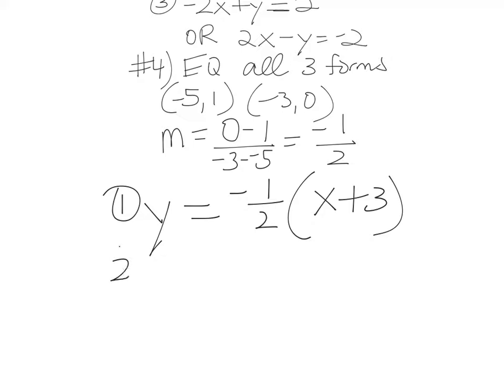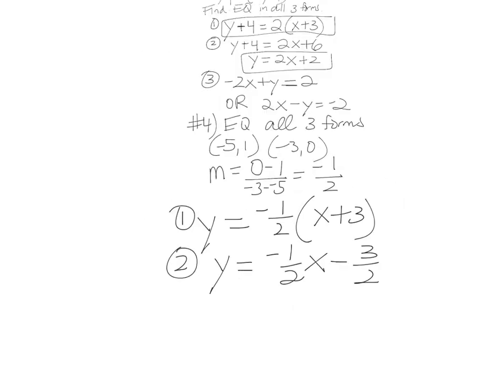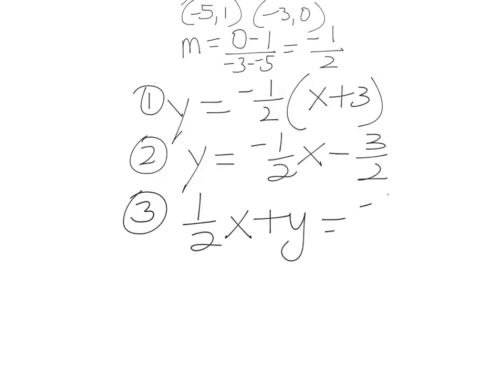Our second form would then be to distribute the negative 1/2, and you can leave it just like that. That would be slope-intercept form. And then finally, the third one would be general or standard form. Remember, x and y are on the same side, so let's do that first. I'm going to add 1/2 x over. 1/2 x plus y equals negative 3/2.